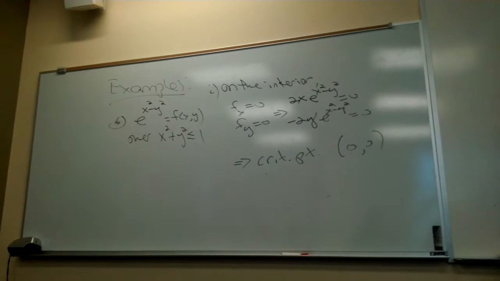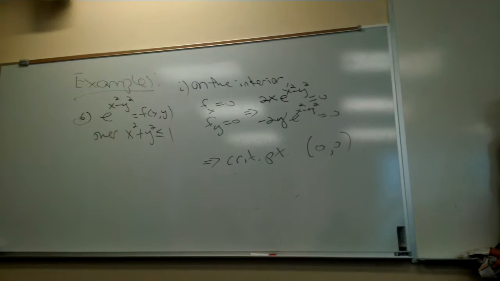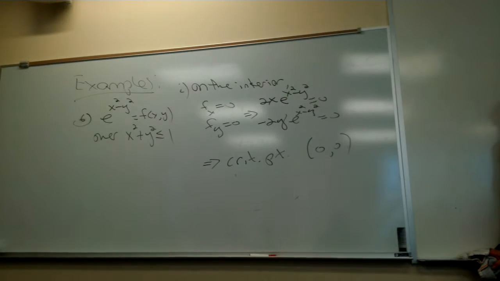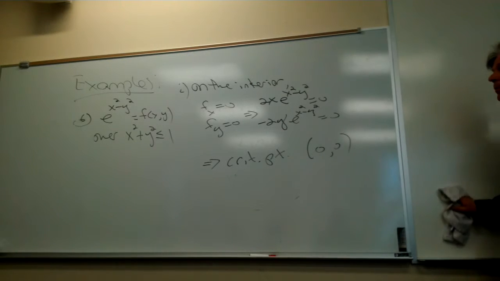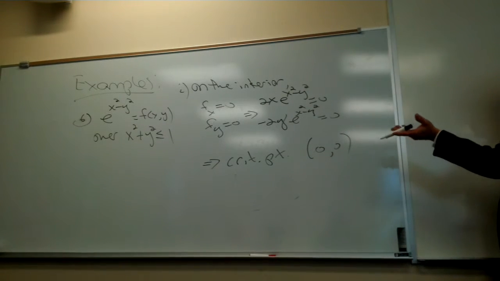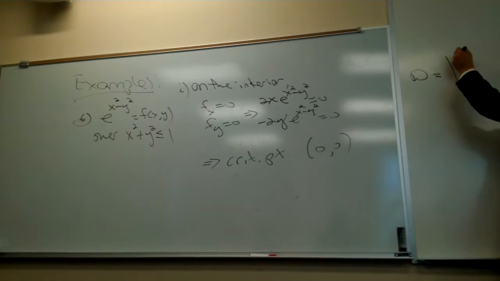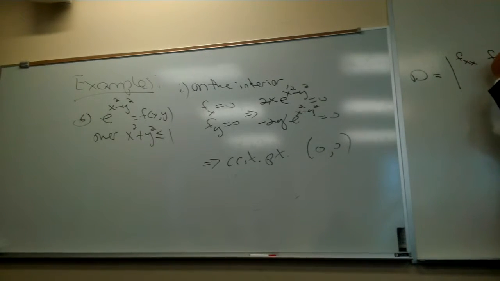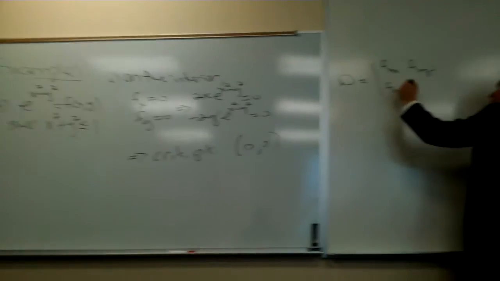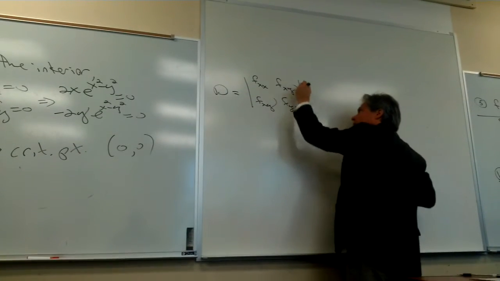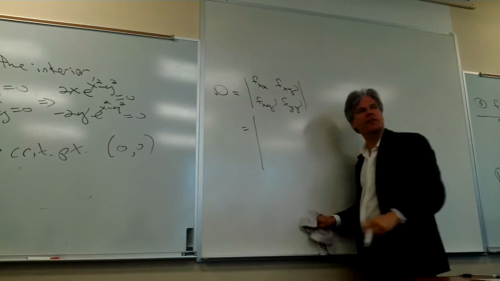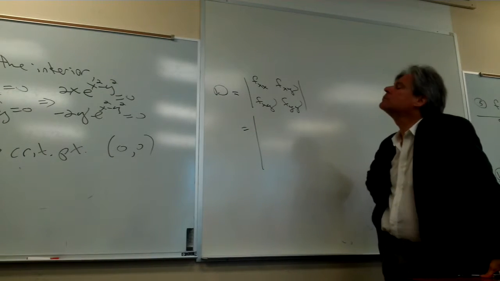Am I concluding that too fast? The exponential function can never be 0. So, good, I agree. Like we discussed before. Now that I've got my critical point, I think what I need to do next is find my D function. But my D function's nothing more than this 2 by 2. Which I think evaluates to... Actually, I shouldn't talk so fast. I have no idea what it evaluates to.